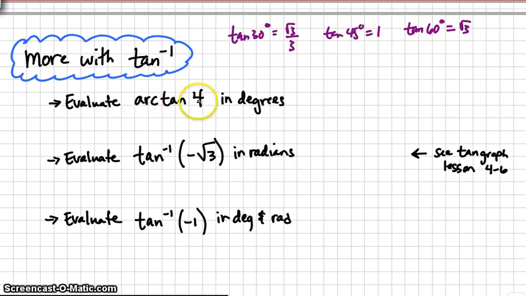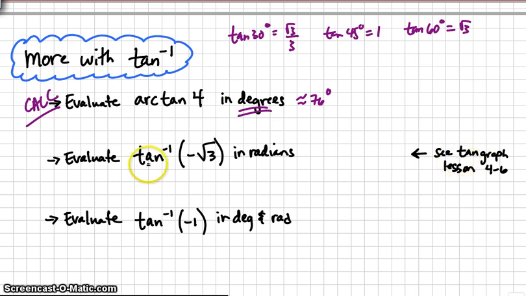If we're doing arctan of 4 in degrees, this would have to be a calculator question. You would not be able to figure that one out using your unit circle. So that one you literally have to type it in, and when you type it in degree mode on your calculator, you should get about 76 degrees. So go ahead and try that on your calculator.